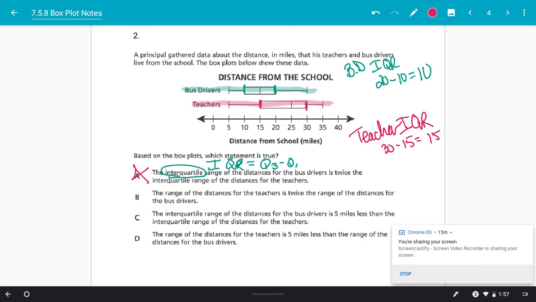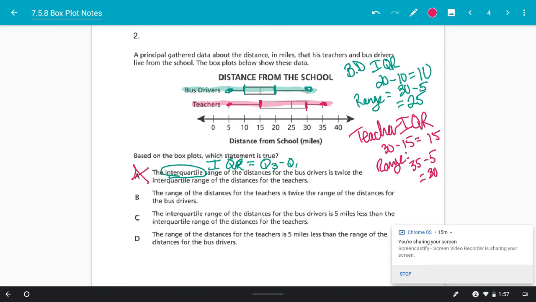Choice B says that the range of distances for the teachers is twice the range of the distances for the bus drivers. Now, this one we're going to be very careful with because we're talking about range, not interquartile range. For the range, I want the maximum minus the minimum. So my maximum for the bus driver is 30, and the minimum is 5, so our range here is 25. For the teachers, again, we want the maximum minus the minimum. So our range here is going to be 35 minus 5, giving us a range of 30.